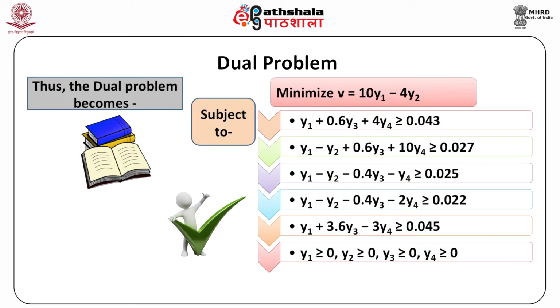Accordingly, the corresponding dual problem becomes: minimize v = 10y1 - 4y2 subject to y1 + 0.6y3 + 4y4 ≥ 0.043, y1 - y2 + 0.6y3 + 10y4 ≥ 0.027, y1 - y2 - 0.4y3 - y4 ≥ 0.025, y1 - y2 - 0.4y3 - 2y4 ≥ 0.022, y1 + 3.6y3 - 3y4 ≥ 0.045, and all y1, y2, y3 and y4 ≥ 0.